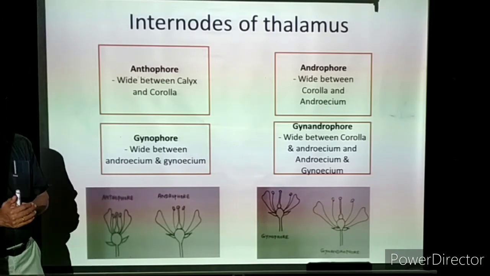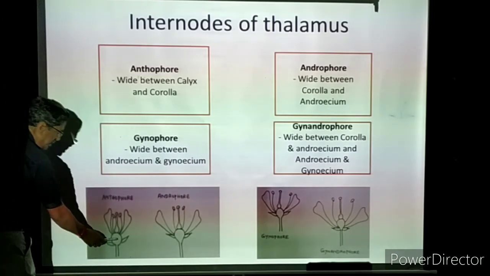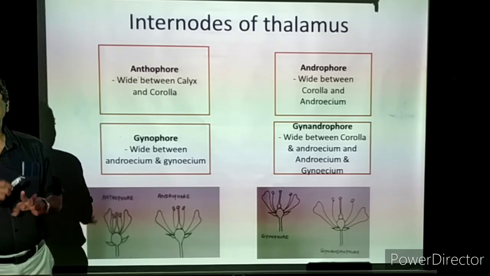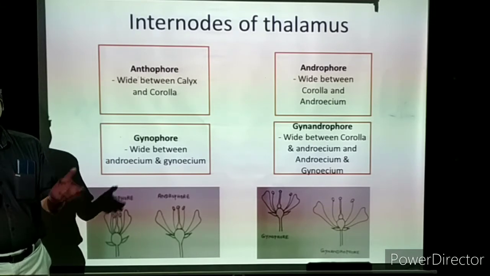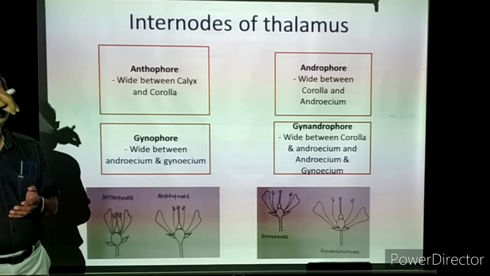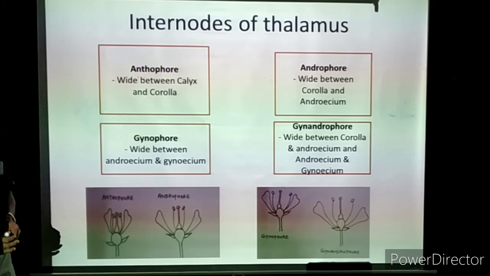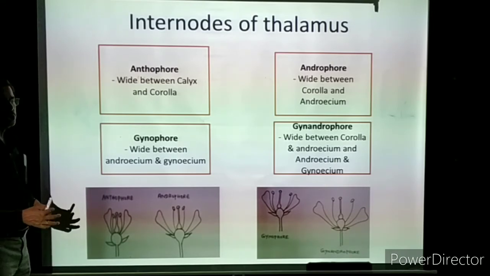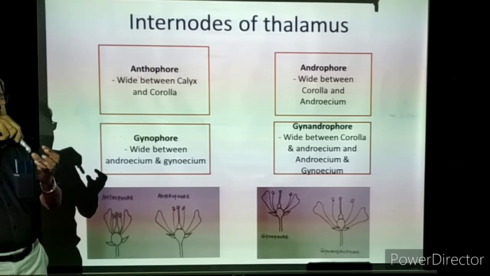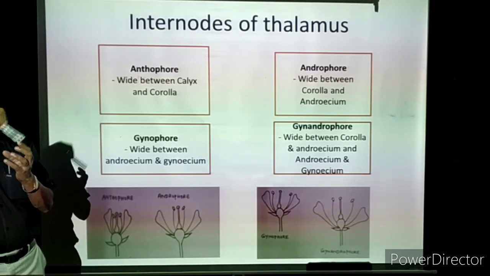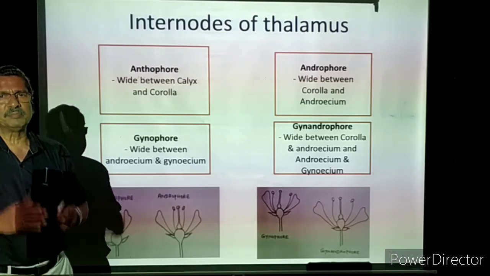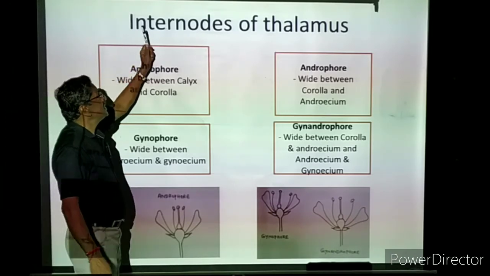In the introduction of flower, I drew diagrams and explained about it. Now, this is the thalamus. On the thalamus only, the four whorls are arranged. What are the four whorls? The outer whorl is the calyx, the second whorl is the corolla, the third whorl is the stamens, that is the androecium, and the center whorl, which we studied just before, is the gynoecium. All are arranged in circles: outer circle, second circle, third circle, center point. Between two whorls, some space or gap will be present. That only we are going to study as internode.